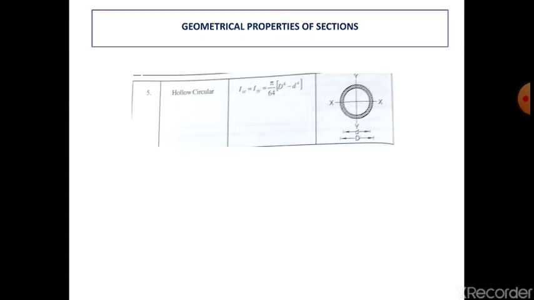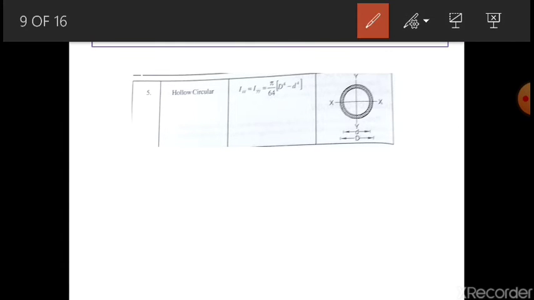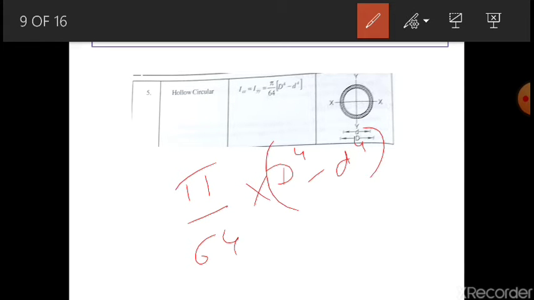Next is the hollow circular section. In case of circular, it is pi by 64 into d raised to 4 for the solid one. In case of hollow, it is D raised to 4 minus d raised to 4 in bracket, right? This capital D is the outer diameter and the smaller d is the inner diameter.